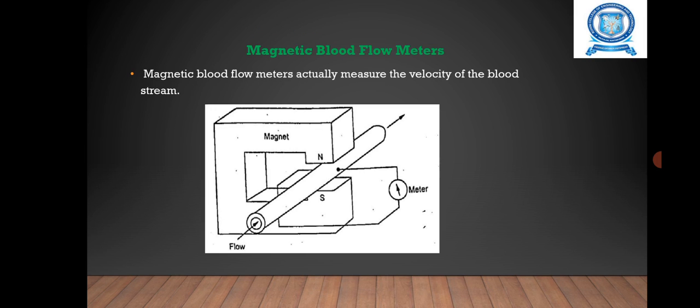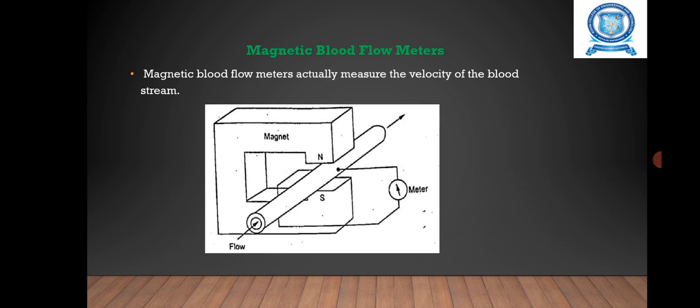First one, we are going to see the magnetic blood flow meters. It measures the velocity of the blood stream, because this technique requires a transducer surrounding an exposed blood vessel. When an electrical conductor is moved through a magnetic field, a voltage is induced in the conductor proportional to the velocity of its motion. The voltage induced in the moving blood column is measured with stationary electrodes.